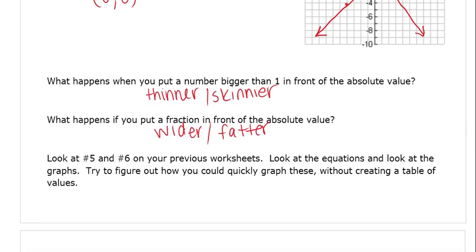And if we look at number 5 and number 6 on our previous worksheets, these are the two questions where we had a number or a fraction out in front. Hopefully you looked at those and tried to figure out how you could quickly graph these without creating a table of values. That number out front of the absolute value is kind of like the slope. It's going to tell us from the vertex, sometimes it's the origin, how many we're going to go up and over, or down and over.